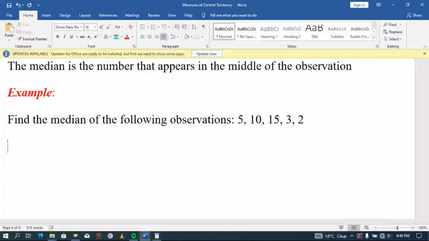So given those values, the smallest is 2, and then the next is 3, the next is 5, the next is 10, the next is 15. So now we try to look at the value that appears in the middle.